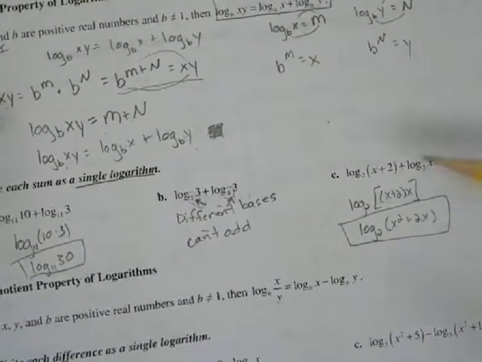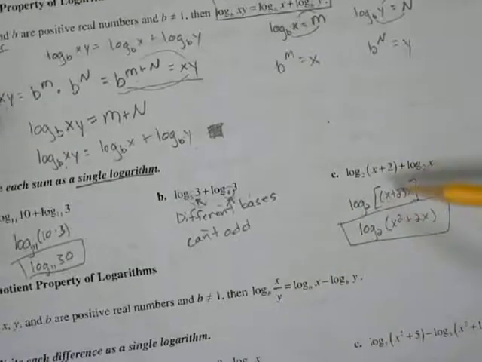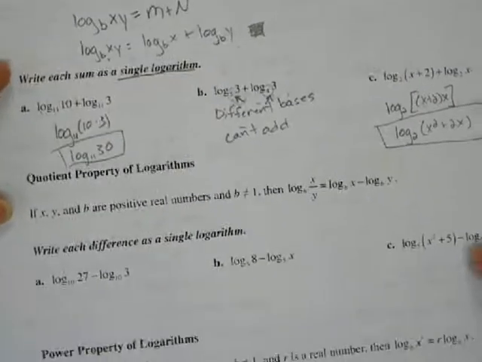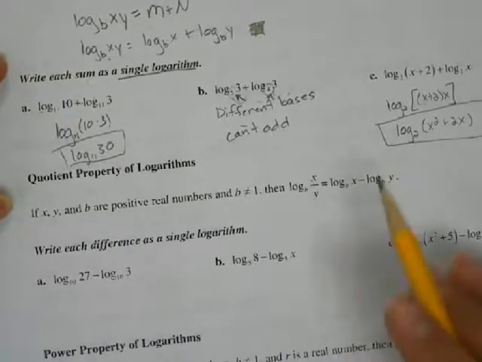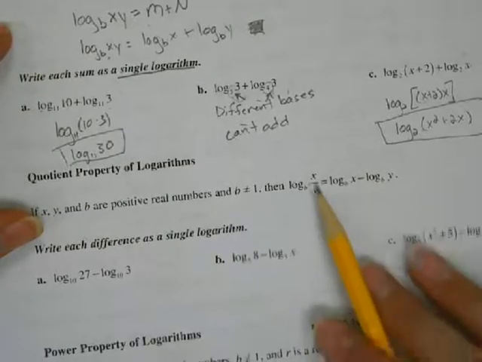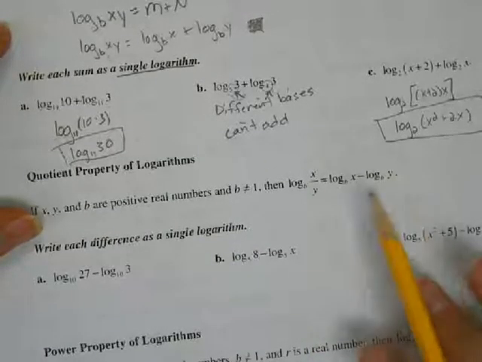Now that's the product property. So that's what happens when we're multiplying: adding two logarithms becomes multiplication. The quotient property is almost the same, so I'm not going to show you the same proof, because you would just replace all of your multiplication with division and change all of the addition to subtraction.